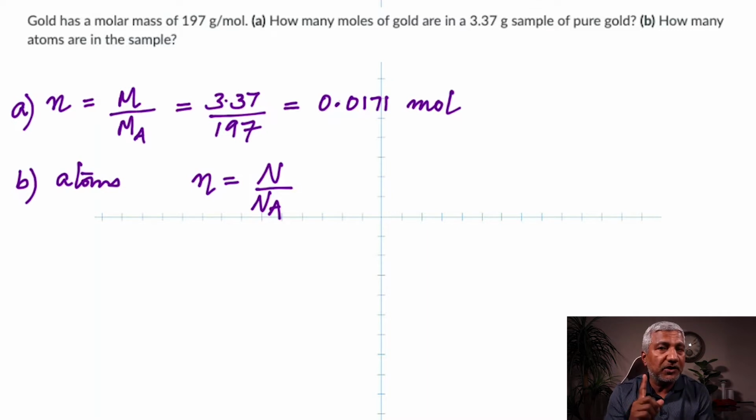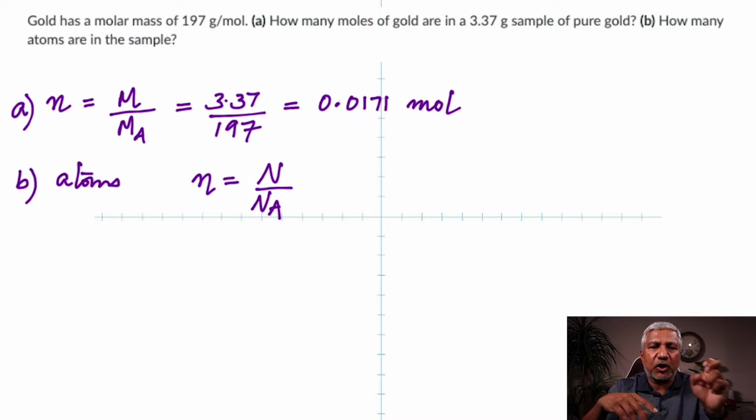Now you gotta be careful. It's not asking you how many molecules. That's where you have to think about gold. Gold is monoatomic, isn't it? So each molecule has one atom, therefore the number of molecules will be equal to the number of atoms in this case. But if it's oxygen, you write O2, don't you?